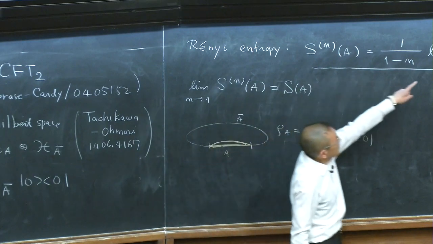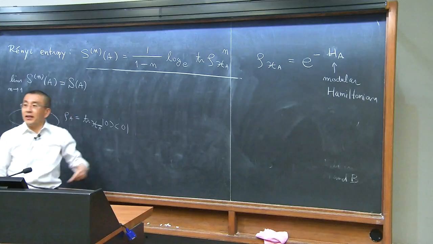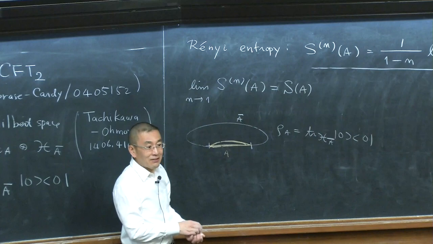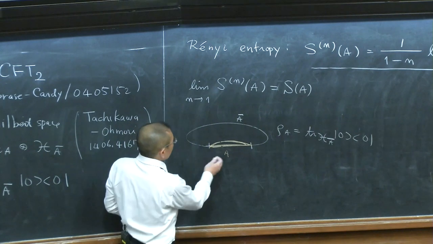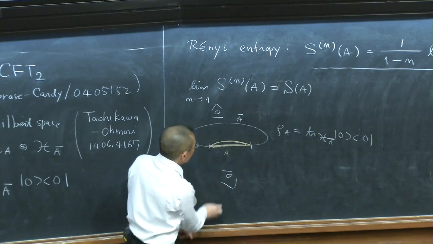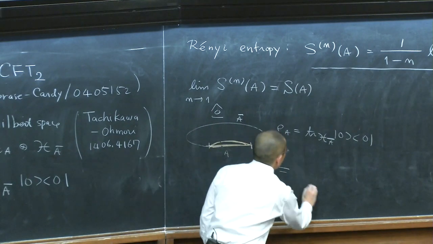Now, this quantity is obtained by taking n trace, n product of this. So that means that this is now glued to here, and then glued here, et cetera. You do this n times. That's the Rényi entropy.